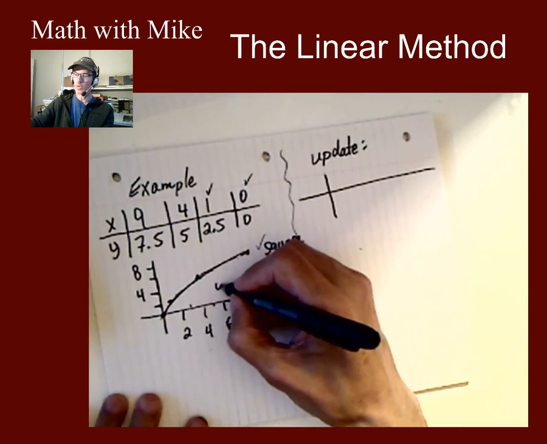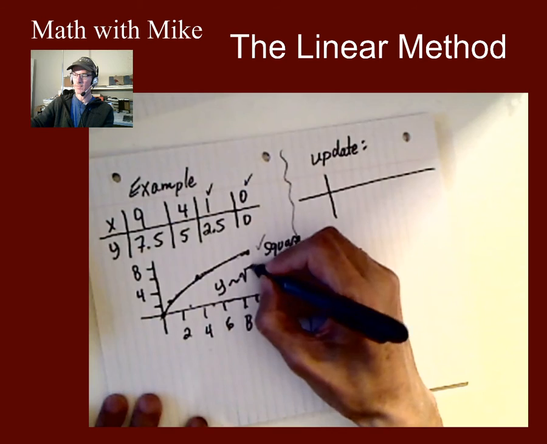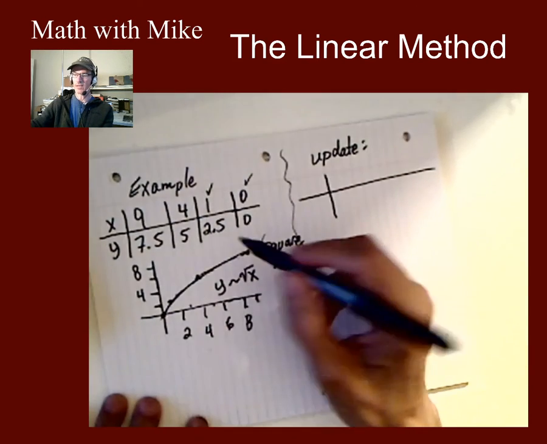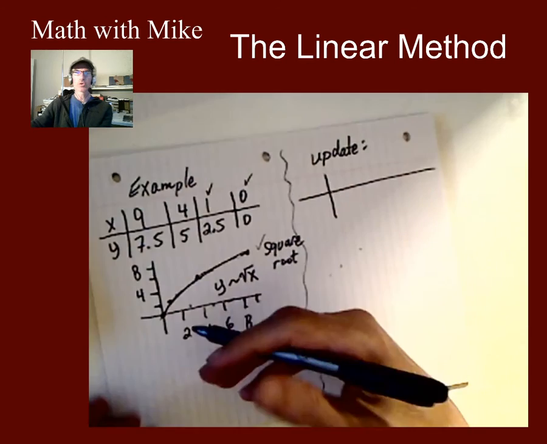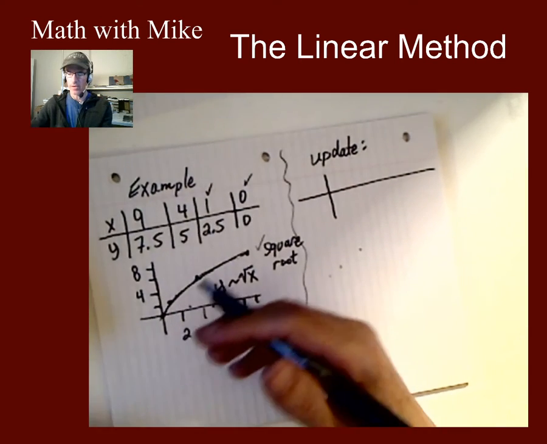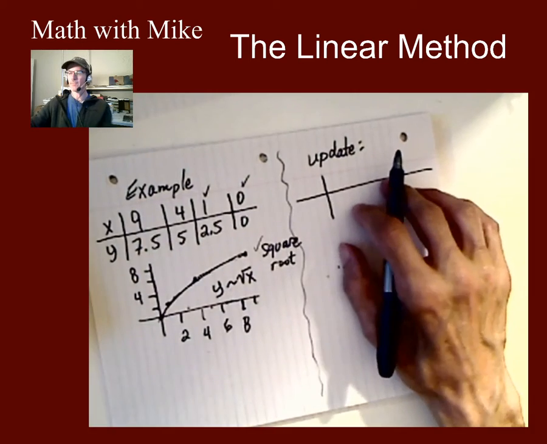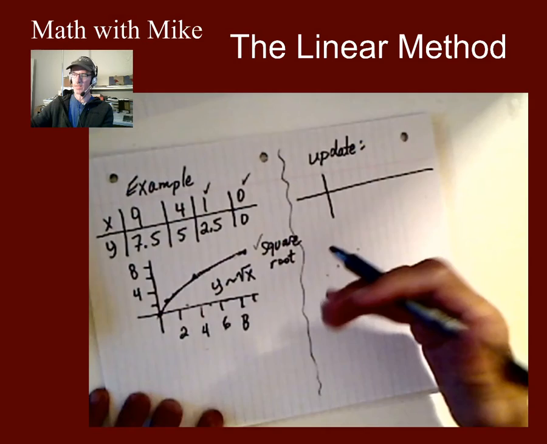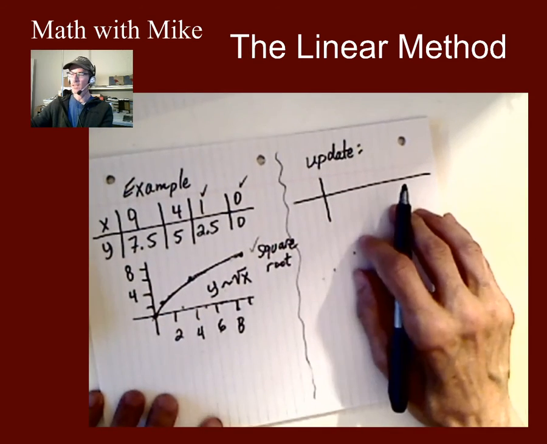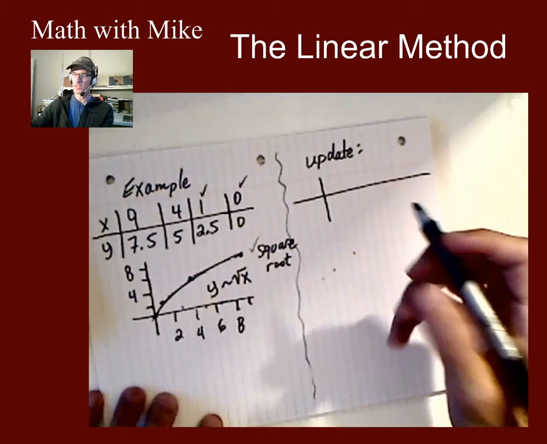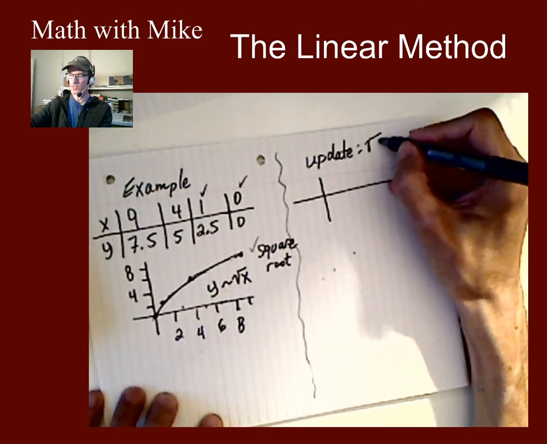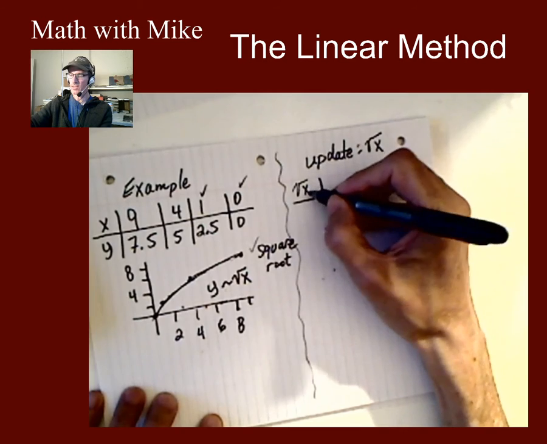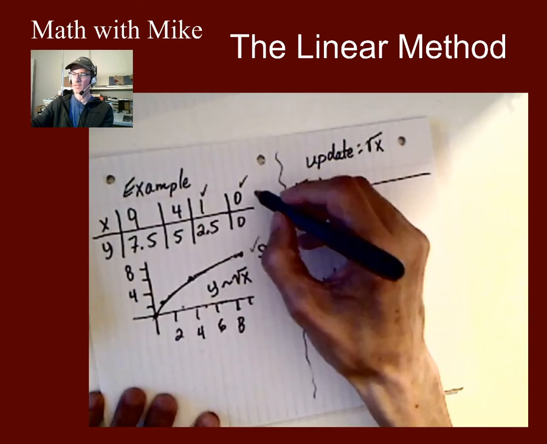And this means that y is related to the square root of the x values. Or so the graph suggests. Right? Officially, we're not sure. We have to check to make sure it makes a line. We believe it's this. Let's try it. We'll update it to the square root of x. We'll update this to the square root of x. And then we'll update our x's.